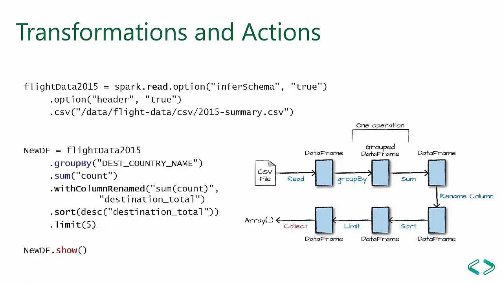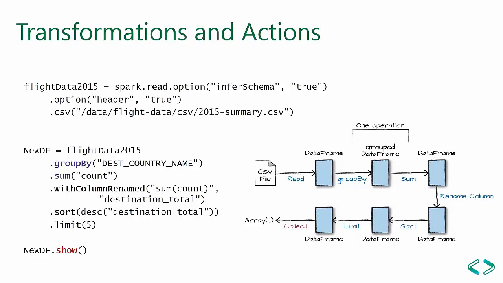Then you sort that data set in descending order by the destination total, and then you filter, using limit, to get the top 5 records from this data frame. So these are the set of transformations: you group, you sum, you rename the column, you sort, and you do the filtration. And then you see the output by calling new data frame dot show.